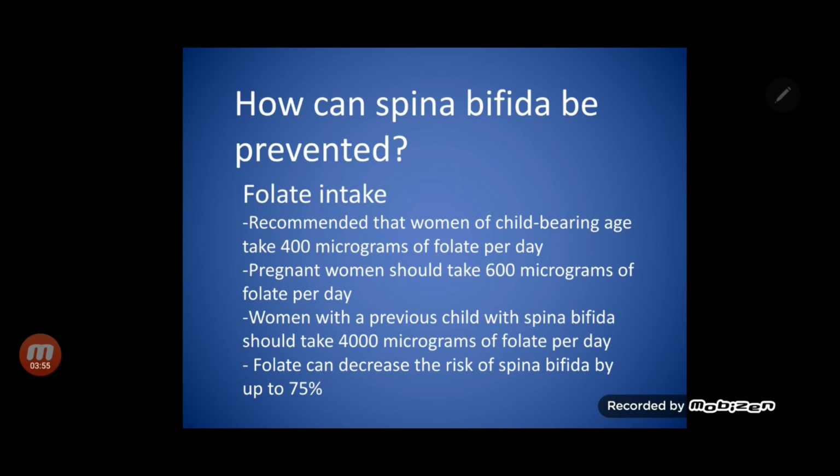In the folate intake increment, the recommended dose is that a woman of childbearing age should take about 400 micrograms of folate per day. The pregnant woman should take about 600 micrograms of folate per day, however. And women with a previous child with spina bifida should take higher micrograms of folate per day, reaching up to 4,000 micrograms. Folate can decrease the risk of spina bifida by up to 75%.